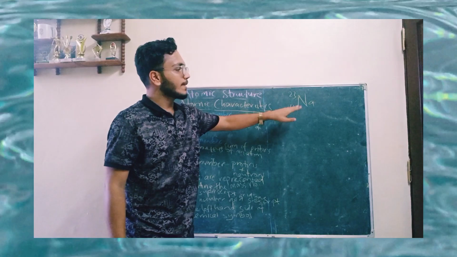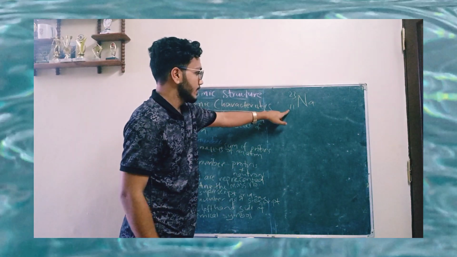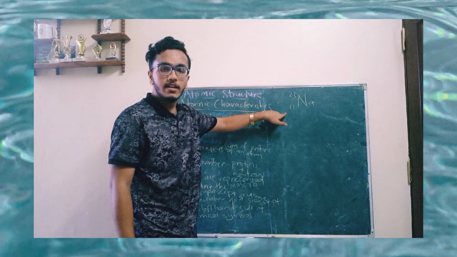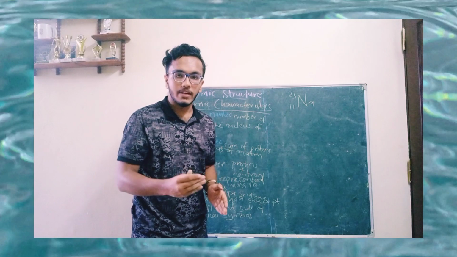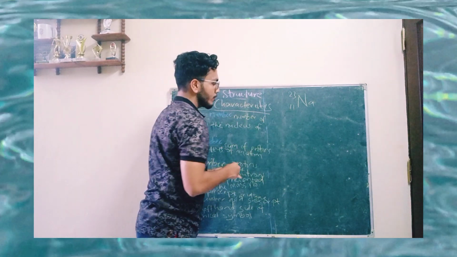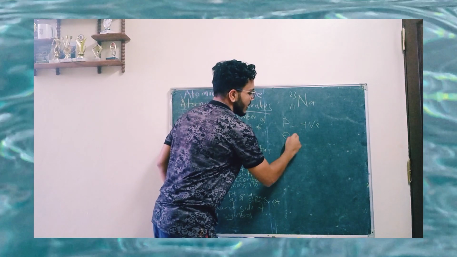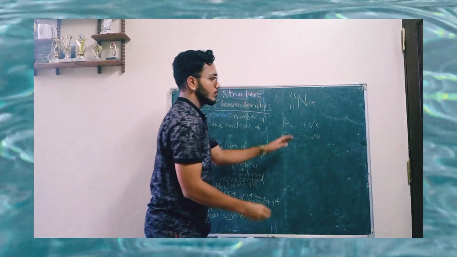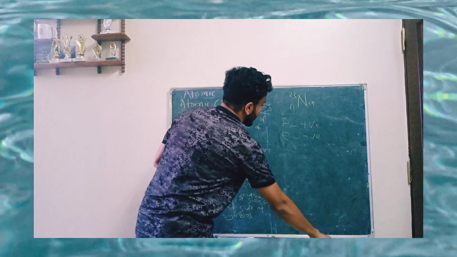So sodium is number 11 in the first 20 elements. So it has 11 protons, and the number of protons and the number of electrons are equal, because protons are positively charged. Protons are positively charged. Electrons are negatively charged. So this is what makes an atom neutral. Neutrons have no charge.